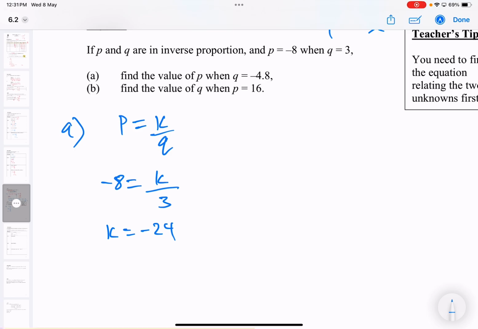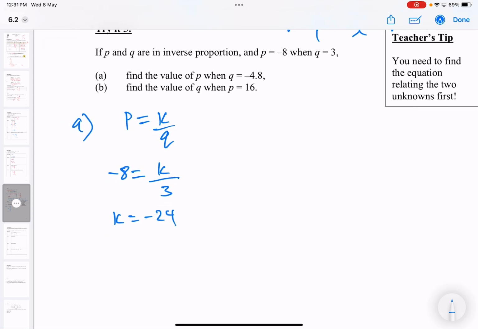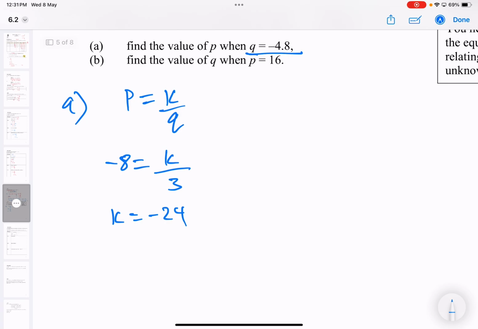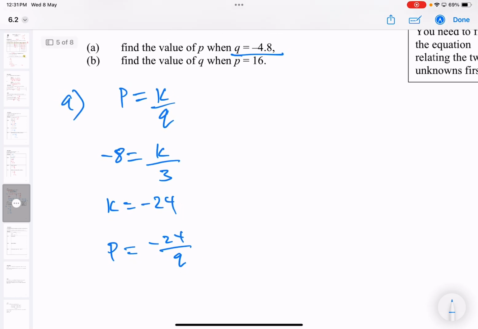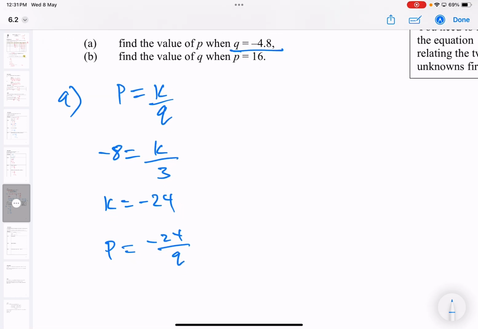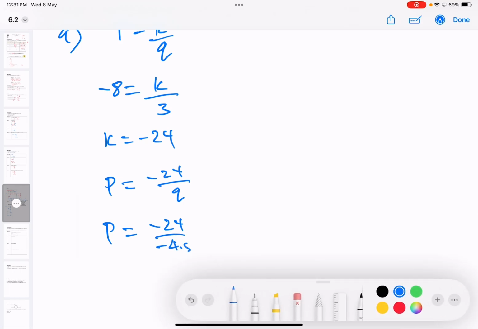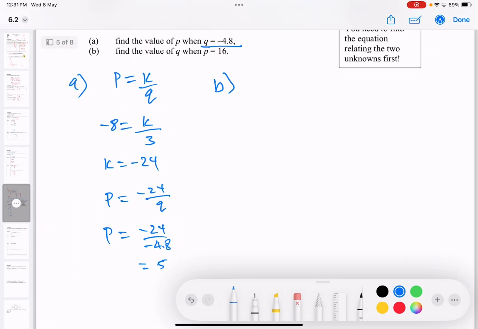Okay, come, let's go through this question together, and maybe I get some of you to help me out with this one. Kenneth, can you help me out? Find the value of P when Q is negative 4.8. I've already found my value of K. I know P is equals to negative 24 over Q. So what is my value of P when my value of Q is negative 4.8? 5. So you substitute it in, right? Good. You substitute the value of negative 4.8 over here and you get 5. Okay, so that is the first part.